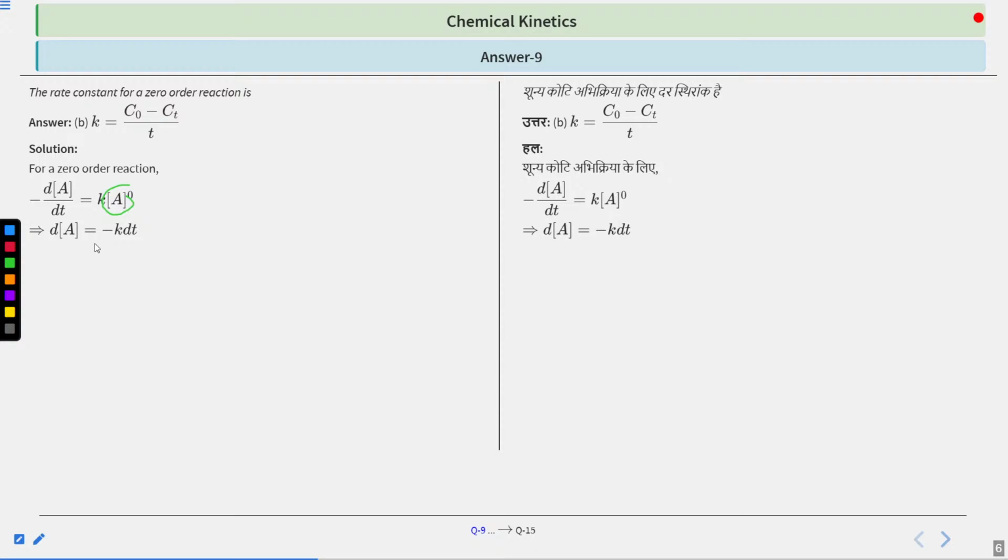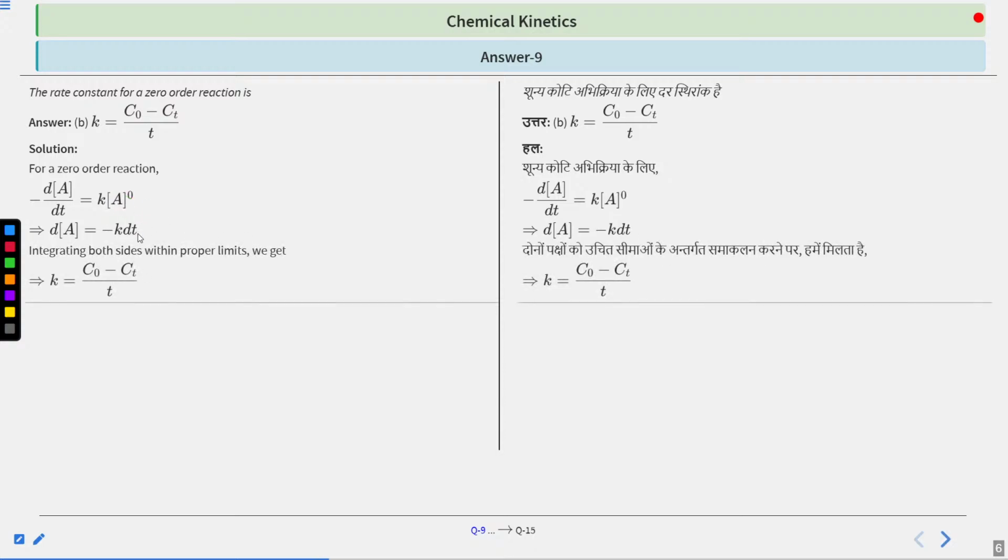We have moved it on this side, but since it has a power of 0, it will contribute 1. Now k dt is put on this side. Integrating this under proper limits, time will go from t is equals to 0 to t is equals to t seconds, and our concentration will go from C naught to Ct. So the integration of dA will be the concentration itself, and since C naught minus Ct will be done, it will give you this, and t minus 0 will give you t. Therefore, k is equals to C naught minus Ct by t. Now, moving on to the next question.